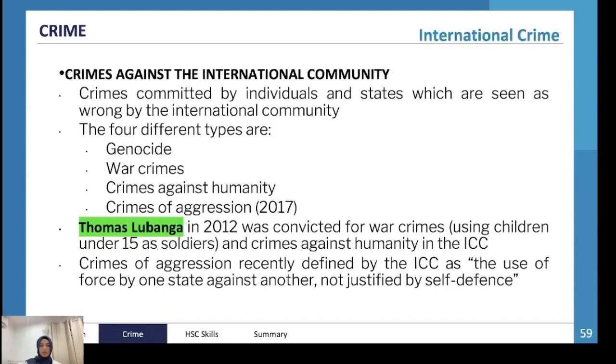So Thomas Lubanga in 2012 was convicted for war crimes, using children under 15 as soldiers, and crimes against humanity in the International Criminal Court. Crimes of aggression, recently defined by the ICC as the use of force by one state against another, not justified by self-defense.